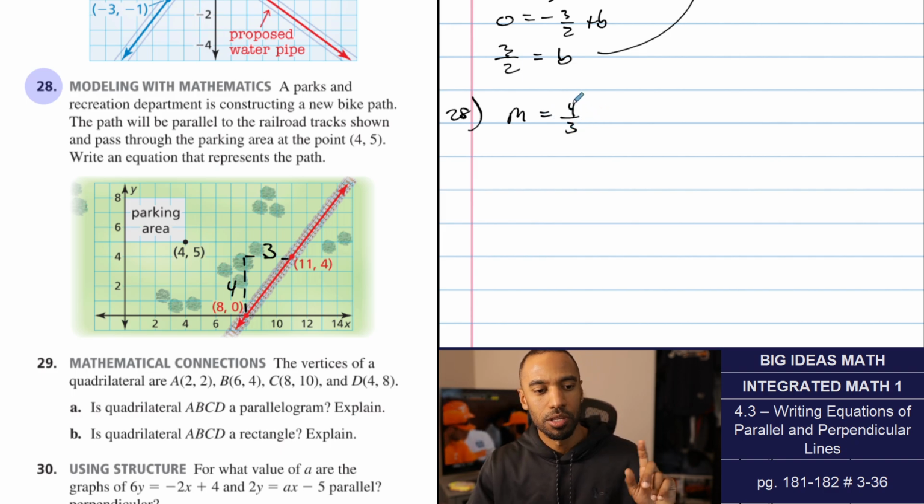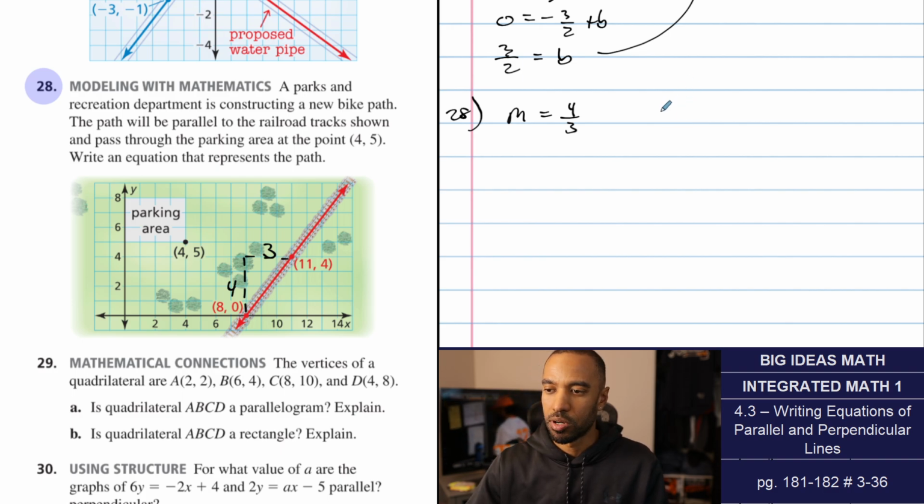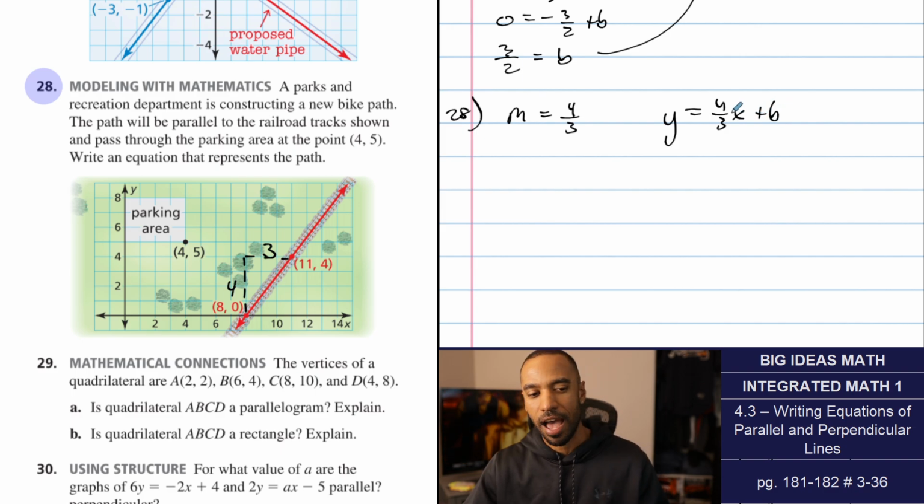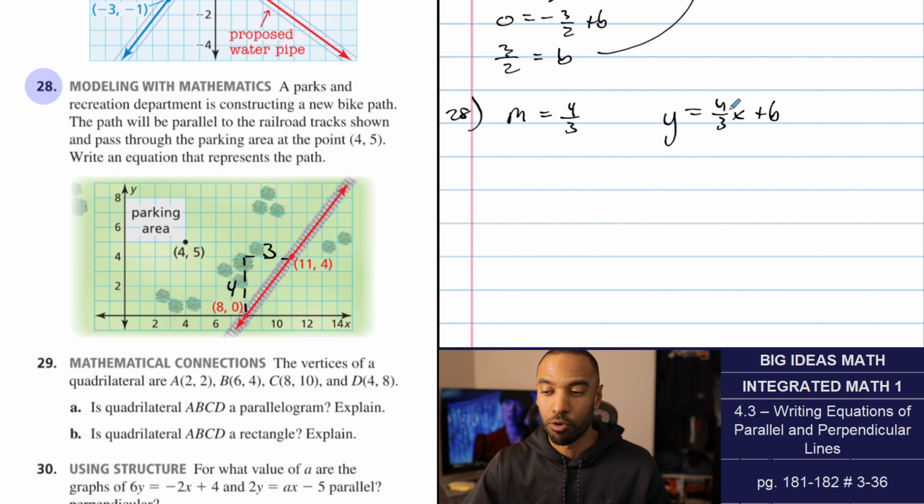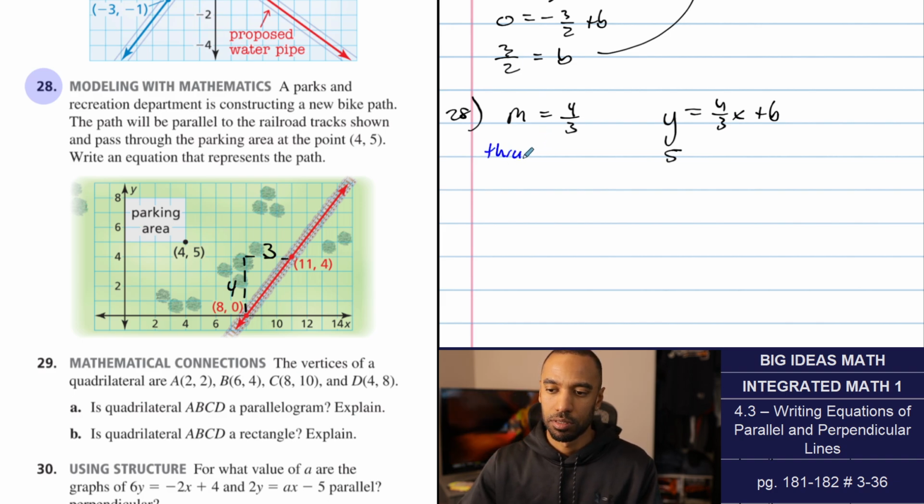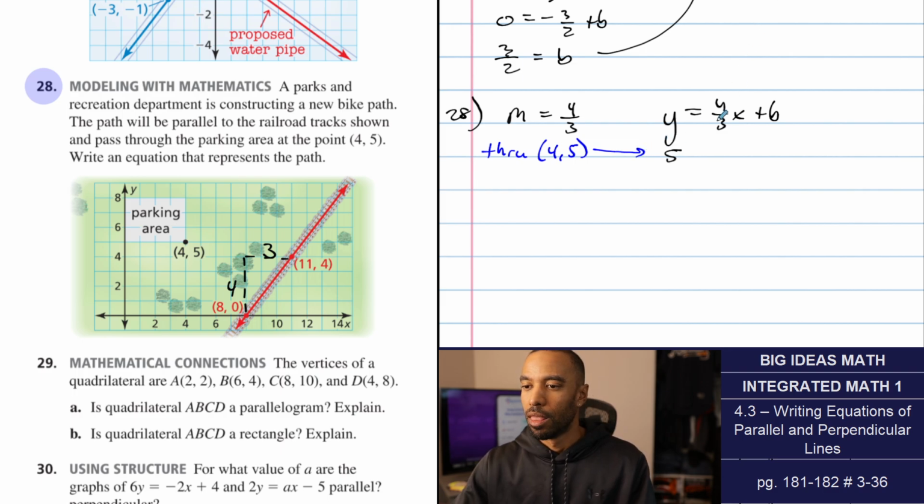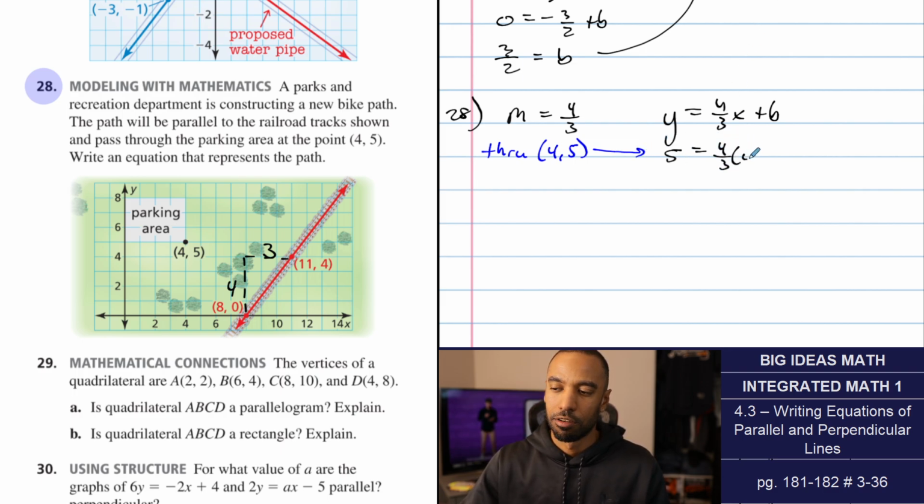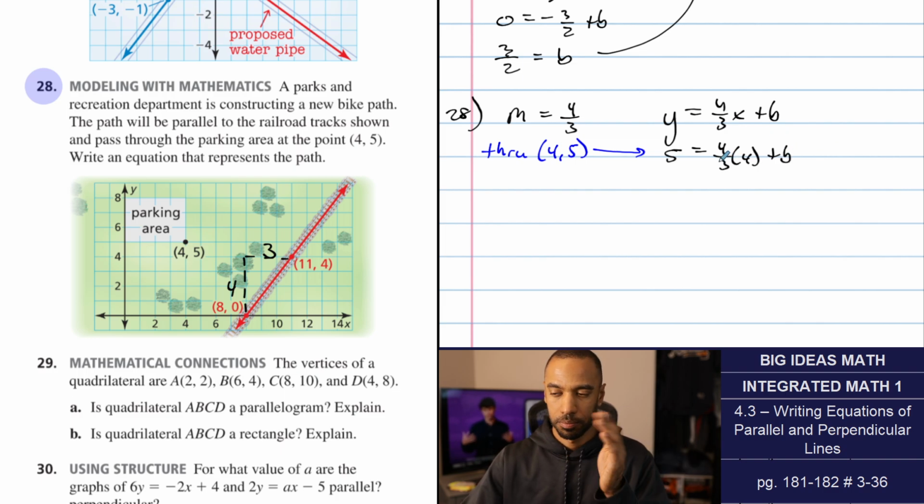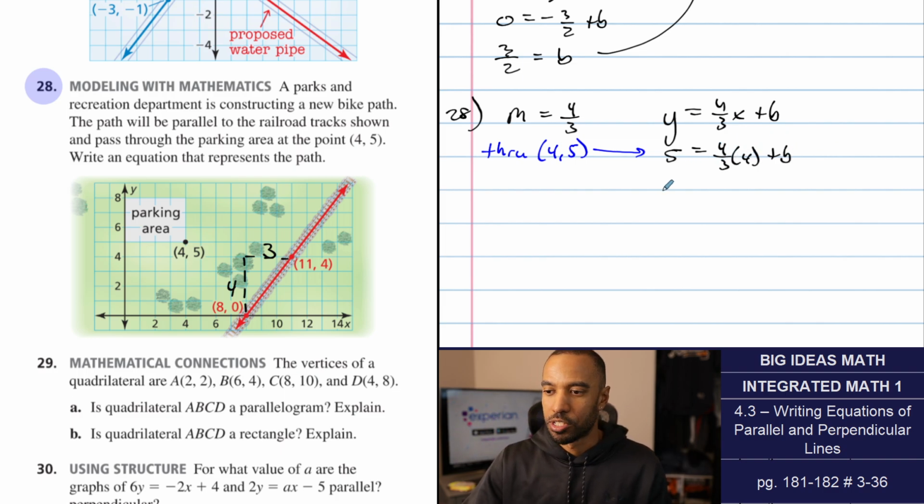We want to go parallel to the parking area. I'm going to use slope-intercept form again. So y equals 4/3 x plus b is our way to go. We're going to substitute 5 for y, 4 for x, through 4, 5. I'm having trouble writing. 4 times 4 is 16. You get 5 equals 16/3 plus b.